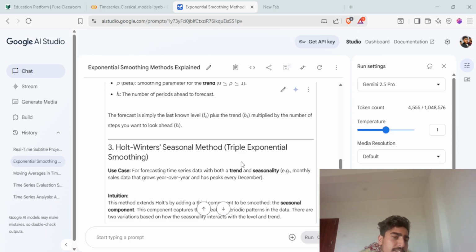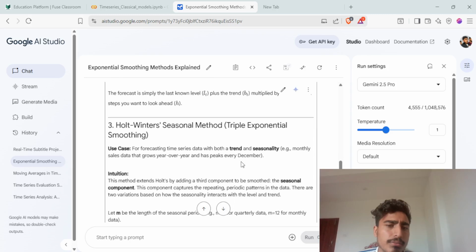Why double exponential in the Holt linear? Because it covered the trend and the level equations. So that's the main reason for telling double, triple. It is for forecasting time series data with both trend and seasonality. That's how I have taught.